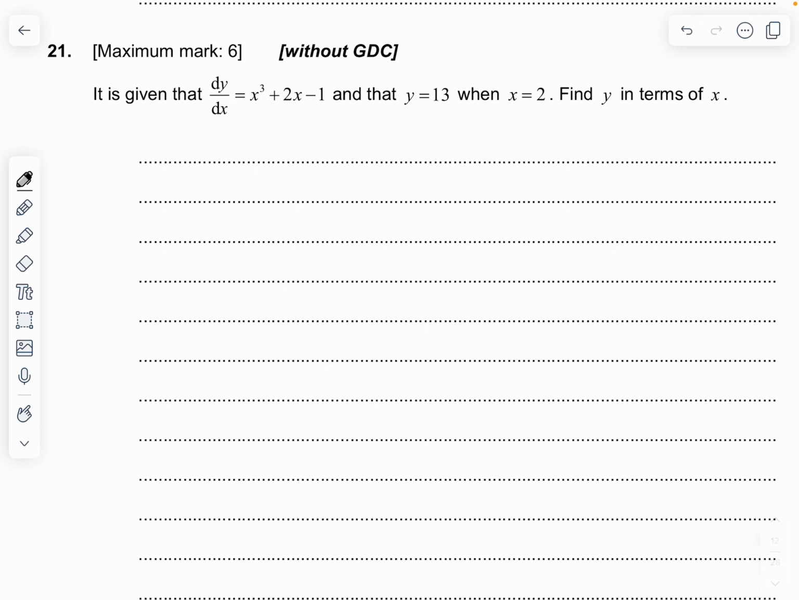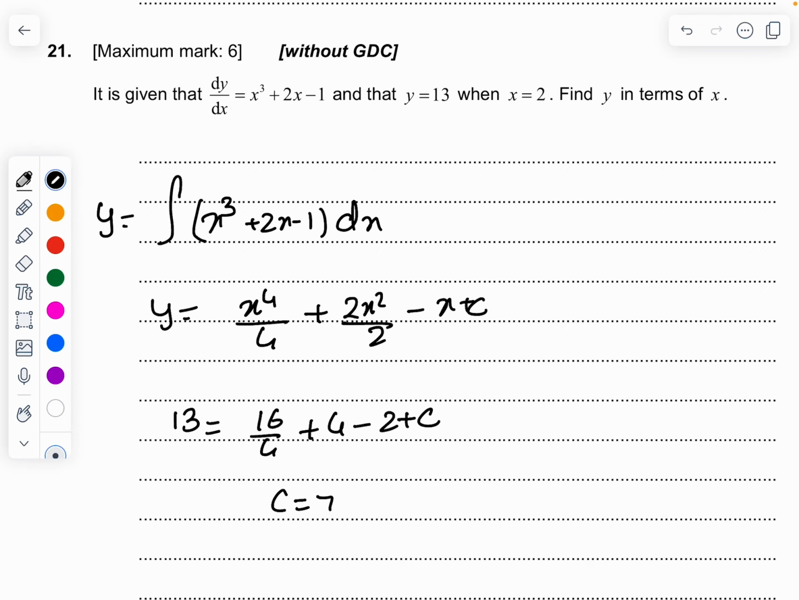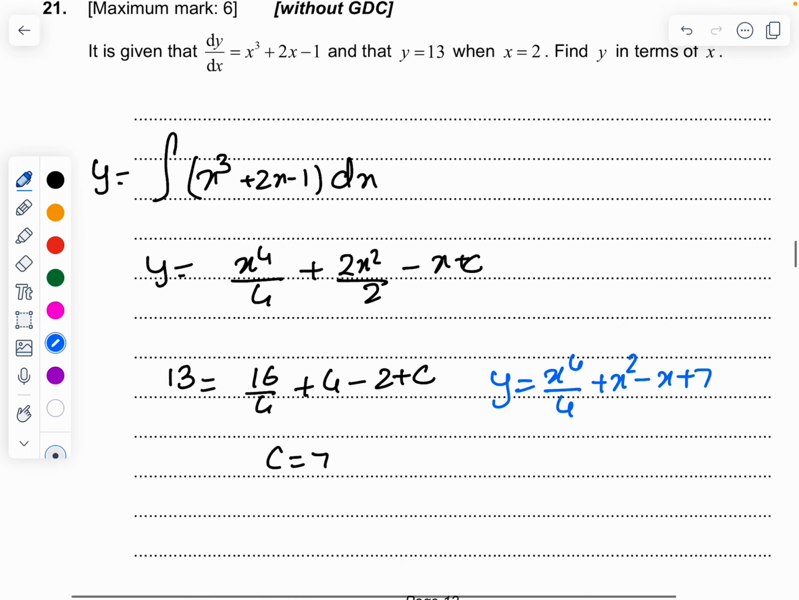Question number 21. dy by dx is given. Y is 13, x equals to 2. Find y in terms of x. So integral y equals to integral of x cube plus 2x minus 1 dx. So y equals to x power 4 upon 4 plus 2x square upon 2 minus x plus c. So 13 equals to 16 upon 4 plus 4 minus 2 plus c. This gives me c value as 7. So what is y equals to? X power 4 upon 4 plus x square minus x plus 7.